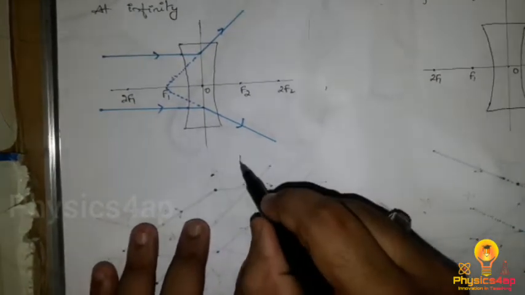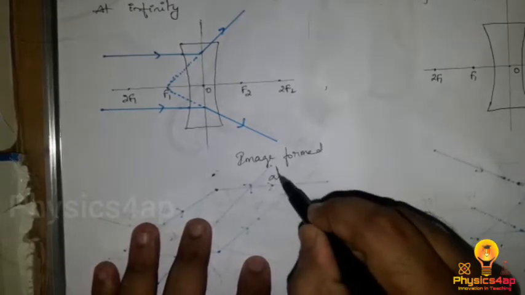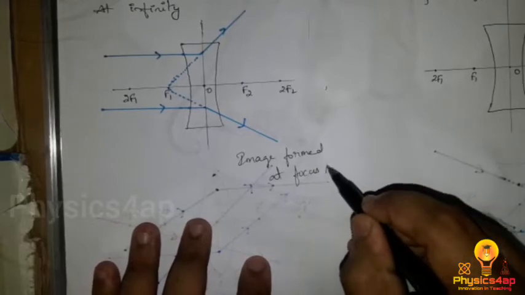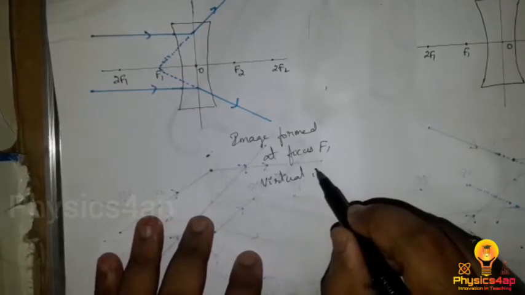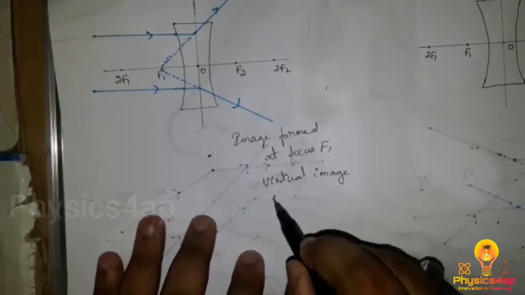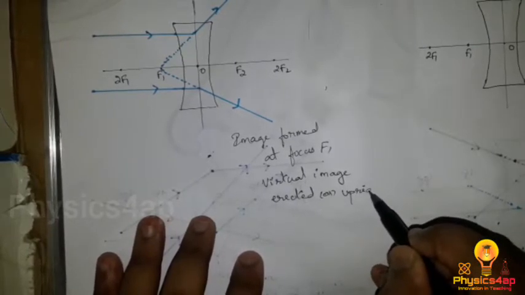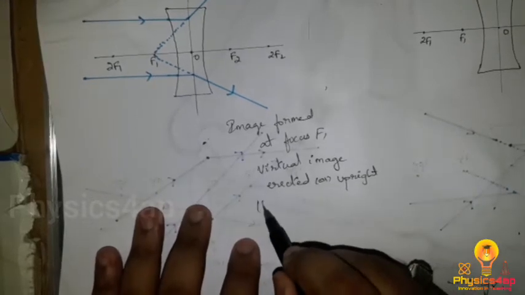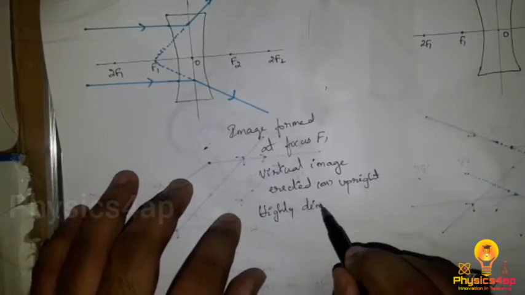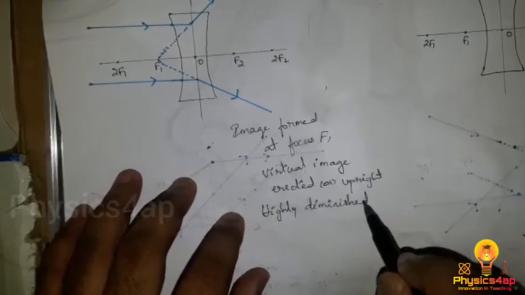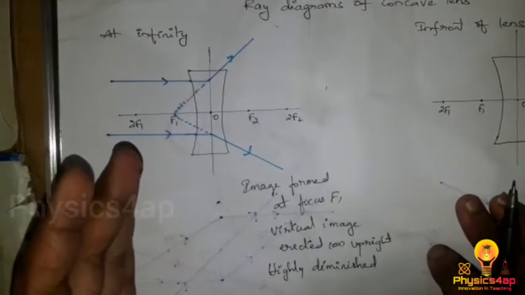The image is formed at the focus, that is f1, and the nature of the image we get here is a virtual image, erected, or we can call it upright, and the size is highly diminished. That means we get a point-size, highly diminished image. So this is the ray diagram for the concave lens, the first ray, that is at infinity.